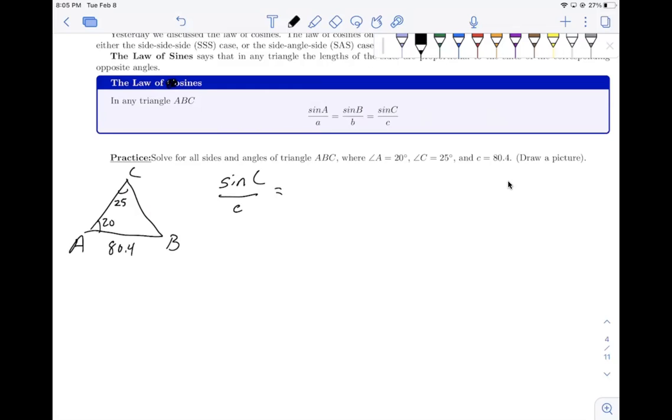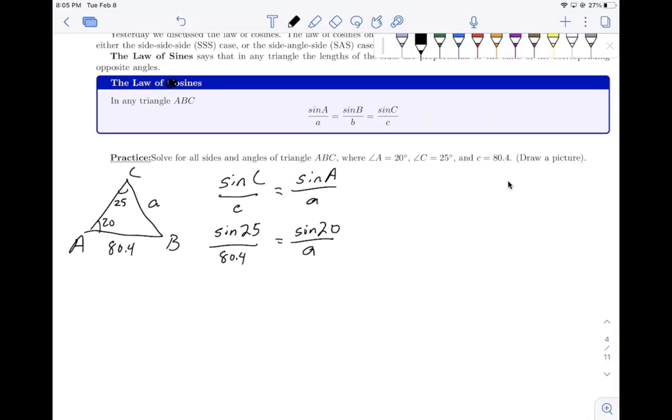Well, let's think about this. If I'm dealing with the B's, I don't have the angle and I don't have the side, so that's not going to help me out. But if I'm dealing with angle A and side A, at least I know the angle and I can solve for the side. So I'm going to use sine A over A. And now, just like yesterday, once you've set it up correctly, it's just plugging in. It's very easy. So this will be sine of C, 25 degrees, divided by side C, 80.4, is equal to sine of 20 over A.